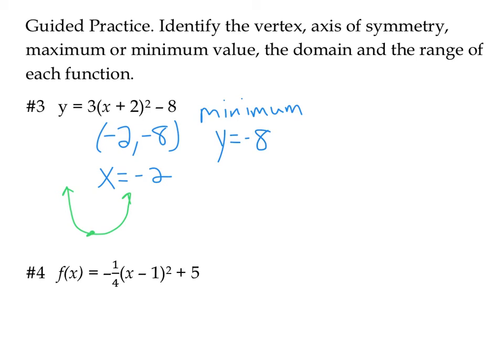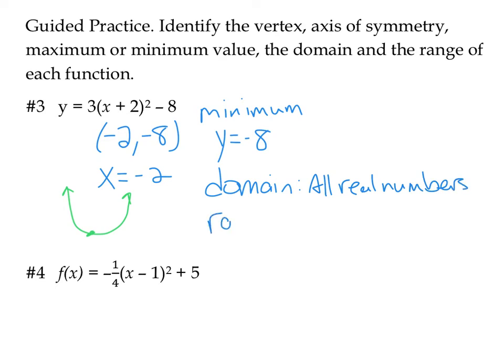And then the domain and range. Domain is x values. So the domain for this particular graph could be anything. You could put any number you want in here for x. There's no limit to what you could plug in for x. So the domain is all real numbers. You could have any number you want in there as an x value.